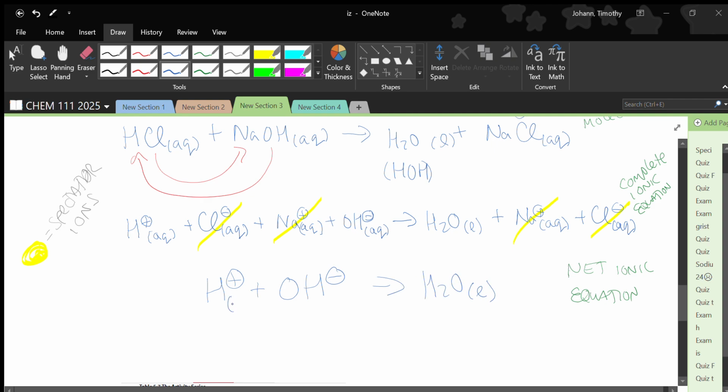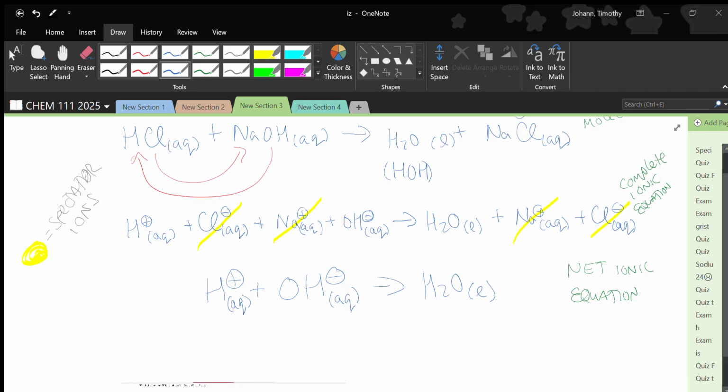Right, and I've got to go back and make sure I get my phases in here. So it's going to be H plus aqueous and hydroxide aqueous react to make water. And any net ionic equation for a neutralization reaction is going to be that, because the other ions are going to be soluble. Okay? So I'm pretty much never going to ask you to do a net ionic equation for a neutralization reaction. Okay? Questions?